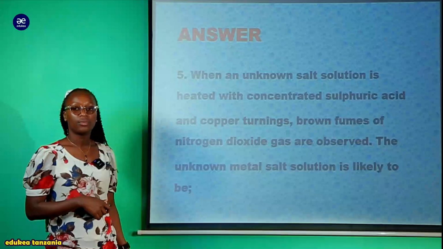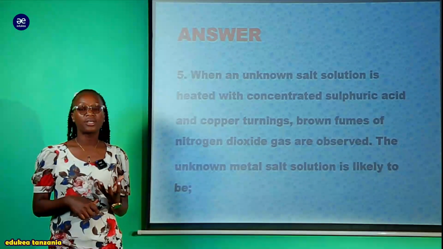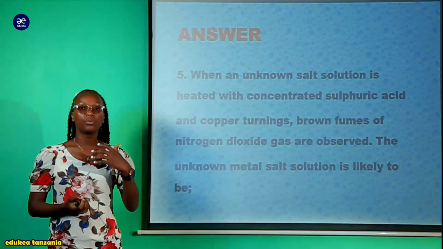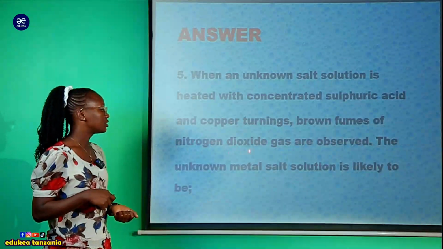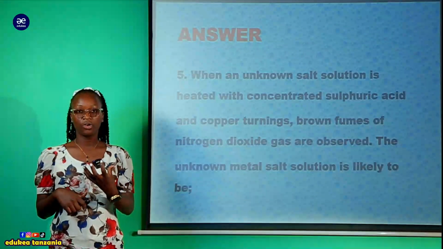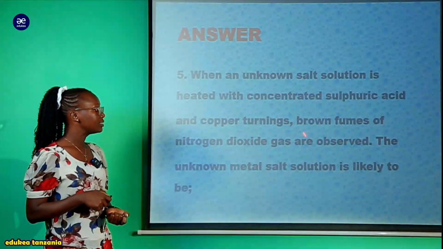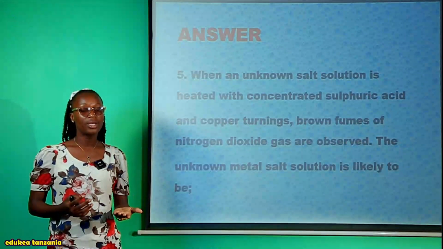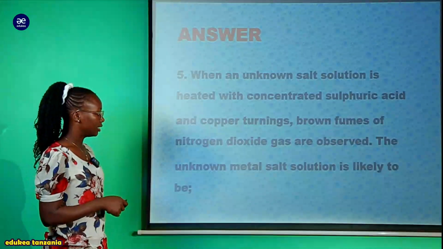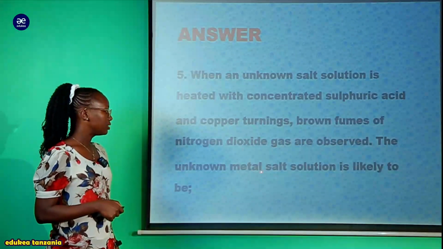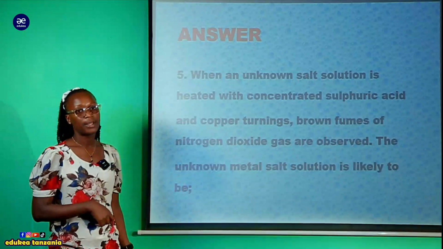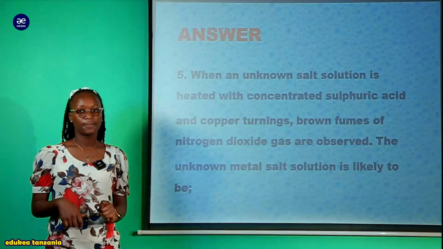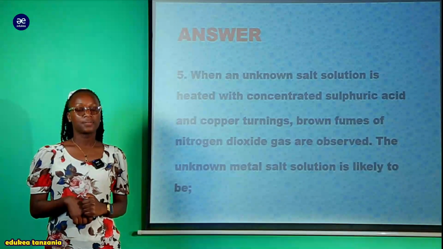Anasema brown fumes kwamba fumes zilionekana ambazo zipo katika color ya brown, and obviously we know that when we talk about a brown fume we are going to make observation of this nitrogen dioxide gas. Ina maana ni gas, fume gas ambayo ilikuwa released ilikuwa ni ya brown. Obviously tunajua moja kwa moja tunavyozungumzia brown ni nitrogen dioxide gas. Anasema the unknown metal salt solution is likely to be. So you are required to make the identification of the unknown salt. How can you identify it?